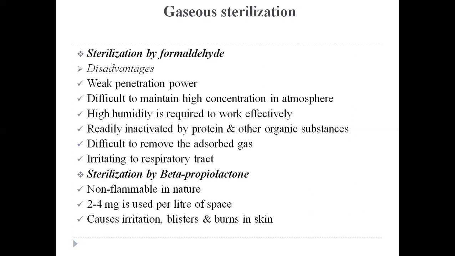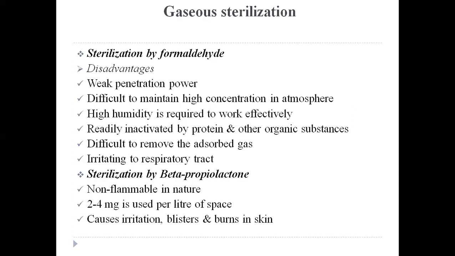If we compare beta propiolactone with ethylene oxide, beta propiolactone has less penetration power compared to ethylene oxide, and it is majorly used for sterilizing operation theaters and aseptic rooms, etc. The amount needed at room temperature, which is around 25 degrees centigrade, is around 2 to 4 mg of beta propiolactone to sterilize per liter of space.